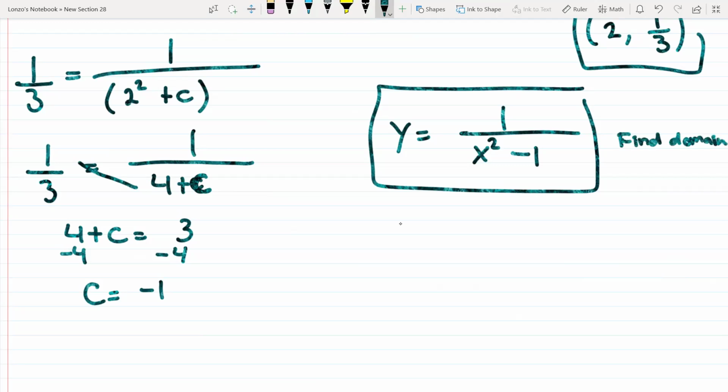So what kind of equation is this? This is a rational equation. And how do you find the domain of a rational equation? It's basically all real numbers except for the vertical asymptotes. So how do you find the vertical asymptotes of a rational function? You simply set the denominator to 0 and solve for x. So our denominator is x squared minus 1. Set it to 0, solve for x.